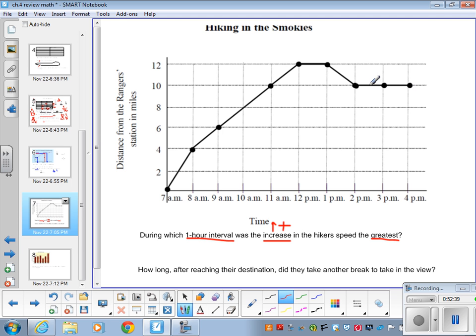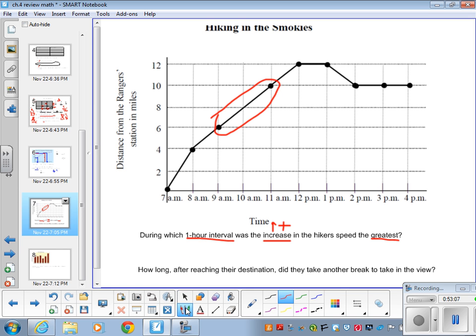We know these are short. This is a little bit longer, short, and short. So it's somewhere between 11 a.m. and 7 a.m. Which line is the longest? If you said this was the longest line, you're correct. It's the longest and greatest. So that means the increase in the hiker's speed was the greatest during this time.